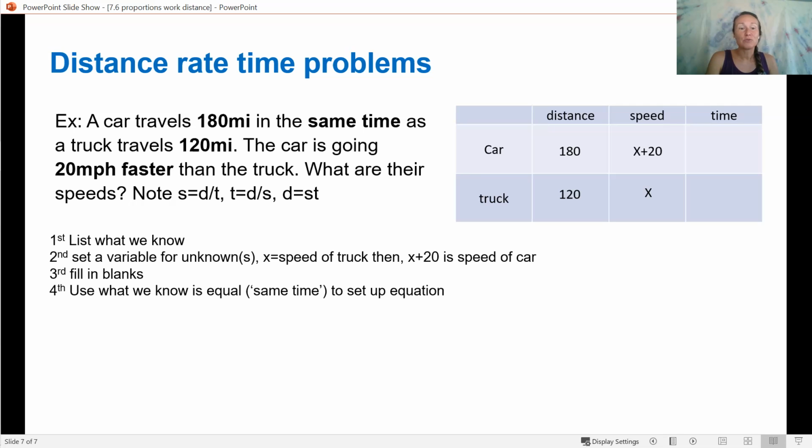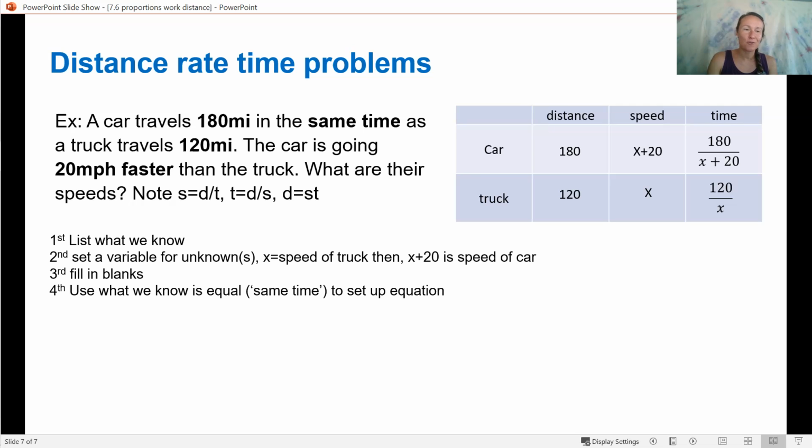Now that we have distance and speed, once you have any two columns of this table filled out, you can use the formula that relates distance, speed, and time to find the third column. So time is going to be distance divided by speed. So we'll just take our distance divided by our speed, and we have our time written in symbolic math notation. Sure, we don't know what x is yet, but we do have the time of the car and the time of the truck written in terms of x.